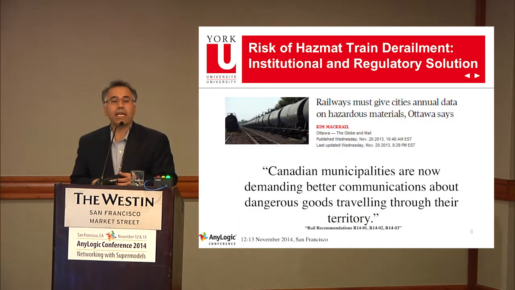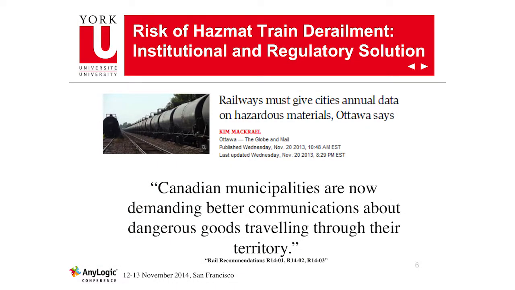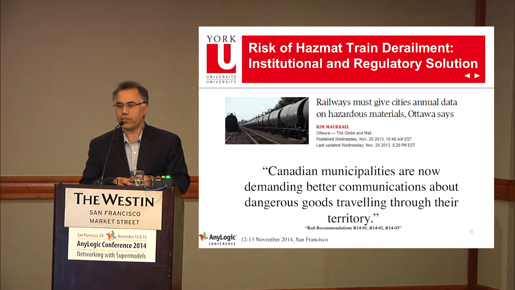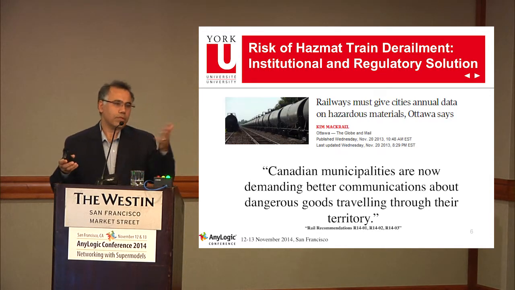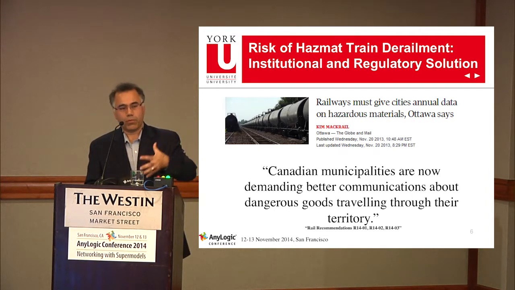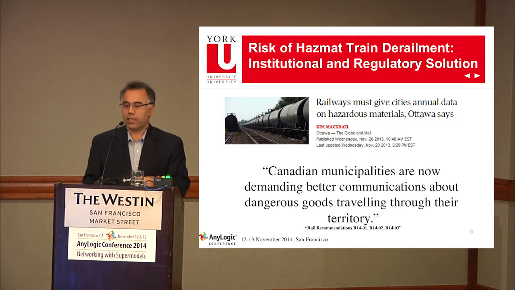And because of the Lac Megantic train derailment, what happened was that the government of Canada decided to put pressure on rail companies to provide hazmat information to municipalities. That was one of the few actions they took to somehow mitigate this type of events in the future. And of course, this was because of the municipalities pressuring the government, and that happened.